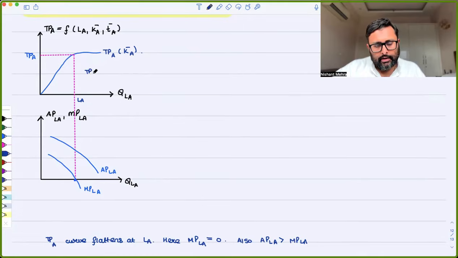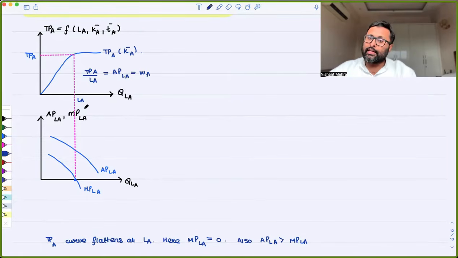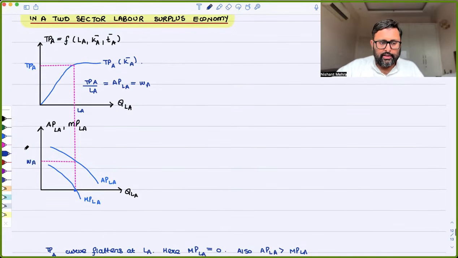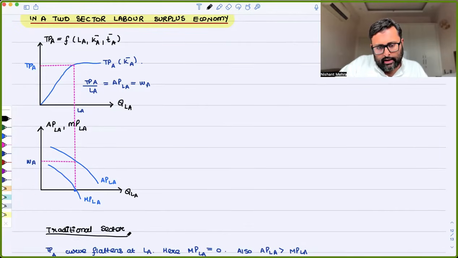And the other thing is that total product in the agricultural sector upon the number of laborers employed is going to give you the wage in the agricultural sector. What is total product upon labor? That is nothing but the average product of labor. And this is the wage, because that wage is equally divided among all the laborers, right? So this is also going to give you the amount of the wage in the agricultural sector. I hope the points are clear till this point. So this is the traditional sector, or agricultural sector.